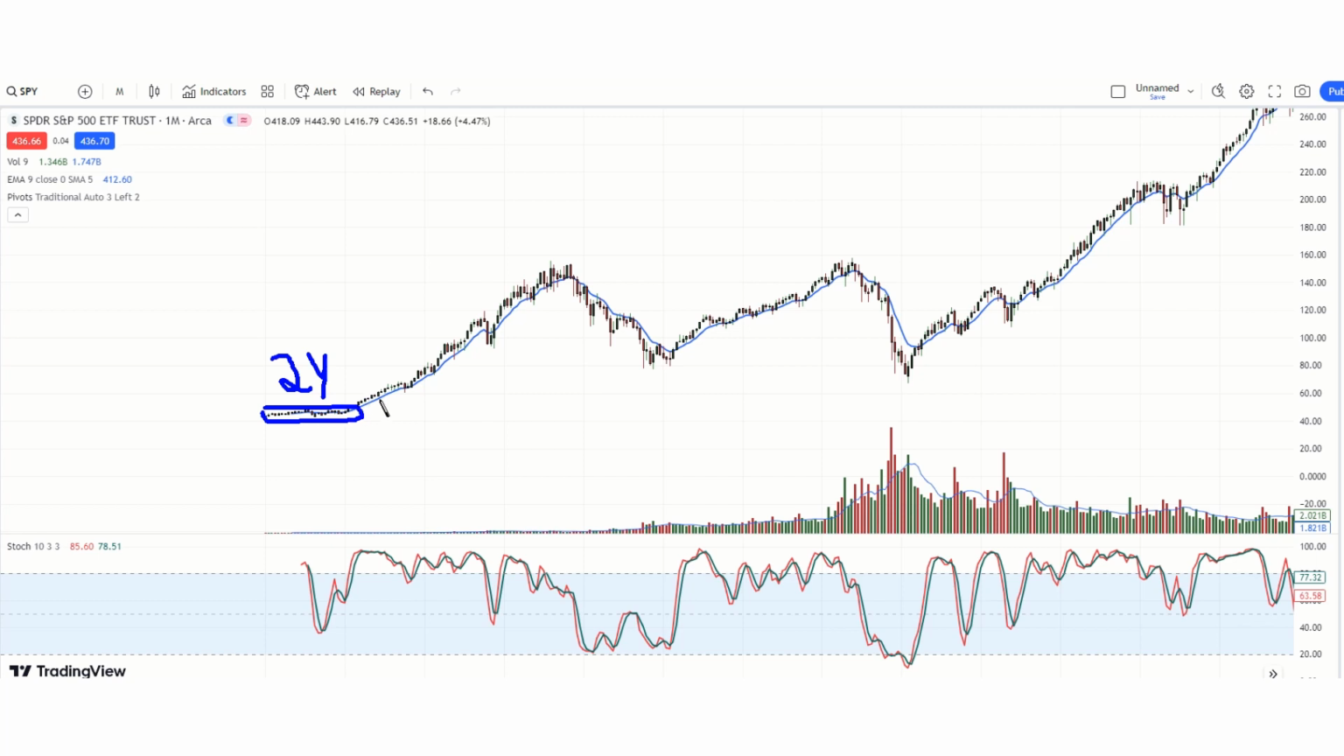Now remember, each one of these candlesticks going up is a monthly chart, and this was a bull market. Look at the bull market holding the moving average in the trend. See the trend? Now this is a monthly trend, and look how it just kept holding over and over and over.